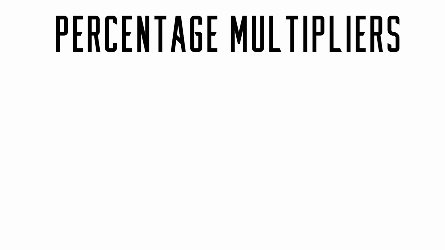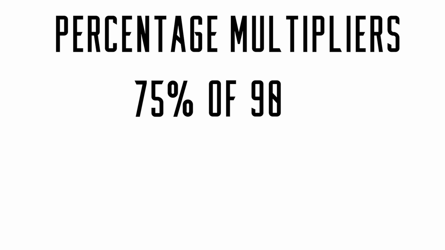One of the quickest ways to find a percentage is to use what we call percentage multipliers. If we were to convert our percentage to a decimal, we can directly multiply our amount by that decimal to find the particular percentage. For example, if we are asked to find 75% of 90, we can convert our 75% into a decimal, which is 0.75.